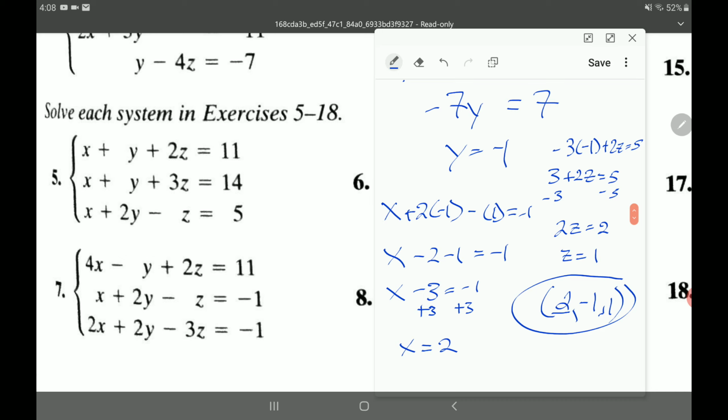Okay? But I'll let you know, these are really easy to make mistakes on. Because you make one little tiny mistake, one little addition error, subtraction error, multiplication error, and you can't solve it. It becomes unsolvable. Okay? So we're going to look at the next one, number 11 and number 15.